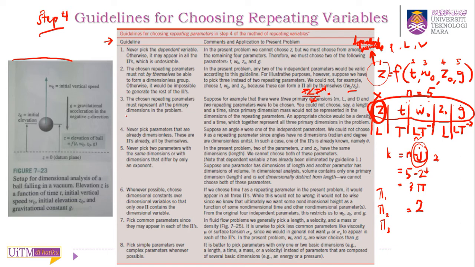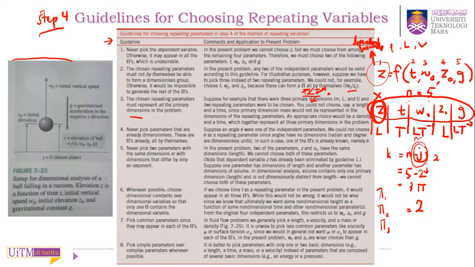So the third guideline: the chosen repeating parameters must represent all the primary dimensions in the problem. Okay, in your second step, when you list down the primary dimensions, you have L and you have T. So you need to choose parameters that represent all of these primary dimensions. So you need to choose at least W naught, and the other one is T, but we cannot choose Z. Okay, so you can choose W naught or Z naught that have the primary dimension.